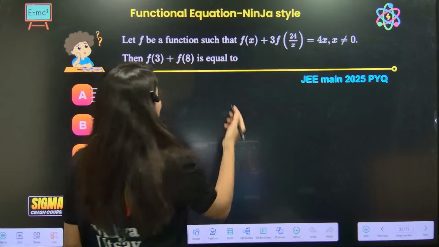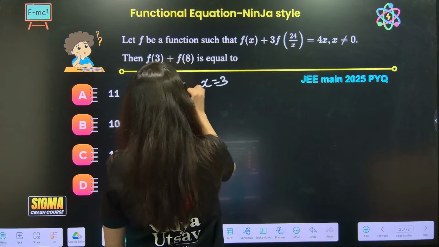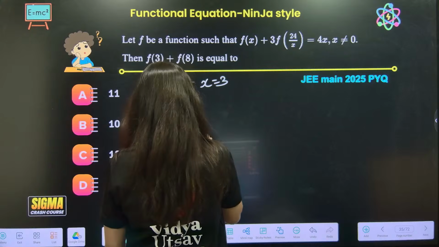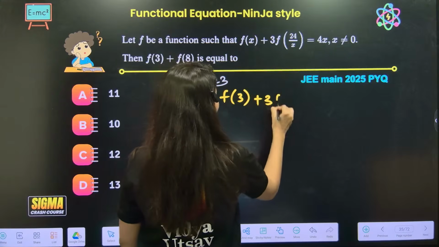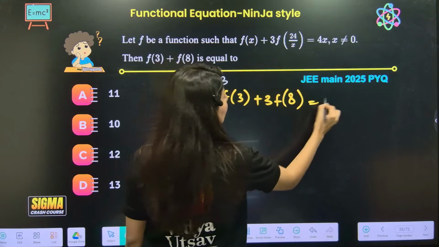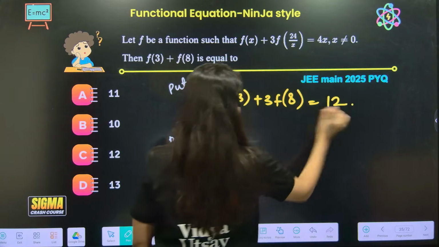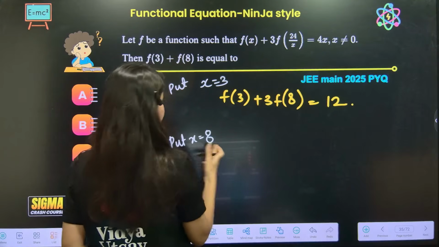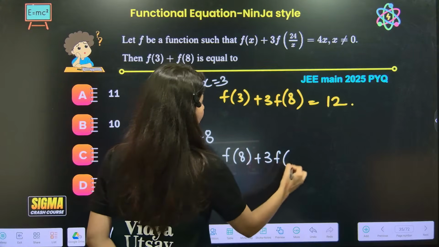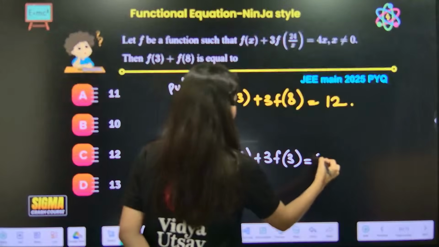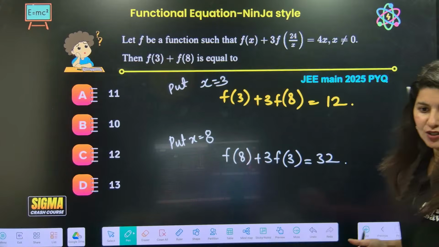So we can do this question just by easy techniques, cheap tricks, cheap thrills. Are we ready for such cheap thrills? Okay, so put x is equal to 3, and put x is equal to 8. Let's see what happens. f of 3 plus 3 f of 24 by 3, 4 3s are 12. This is your first equation, everybody. Now put x is equal to 8: f of 8 plus 3 f of 3 is equal to 4 8s are 32.